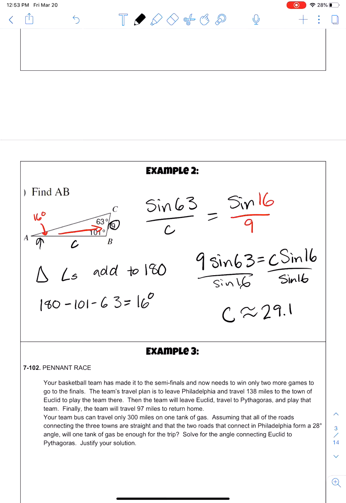So let's check that again and see if our answer makes sense. Side C is opposite this 63 degrees over here, so it should definitely be significantly larger than the side we know, which is 9 opposite 16 degrees. So 29.1 seems to make sense to me. So we're going to call that good.